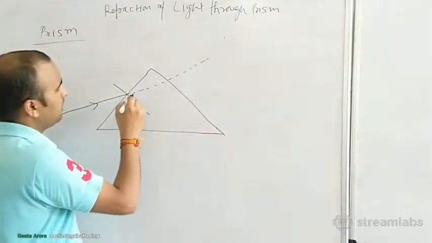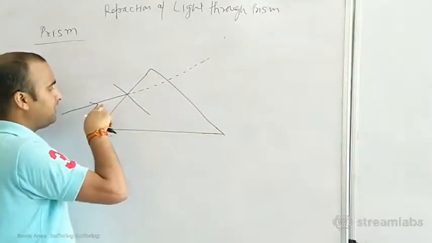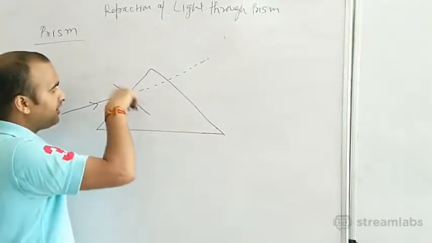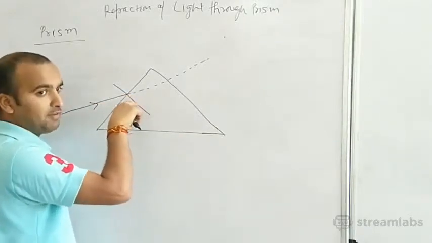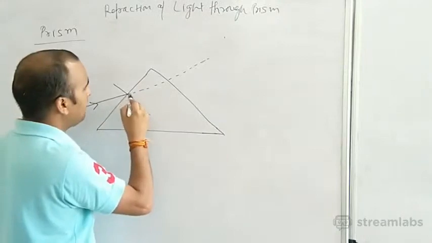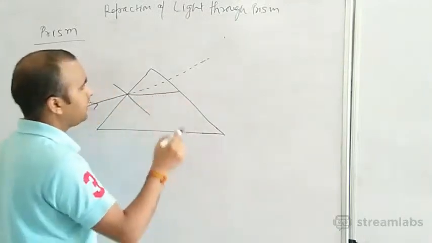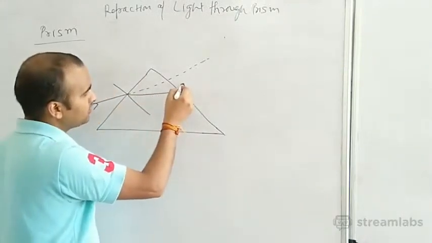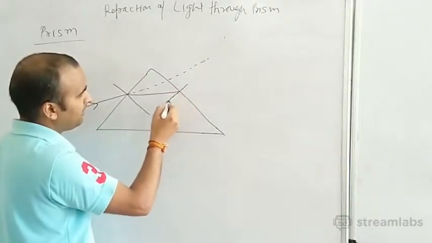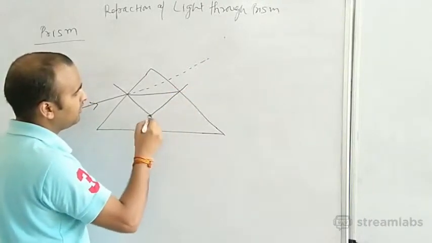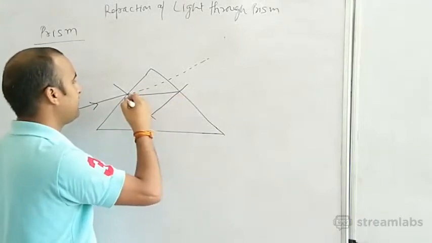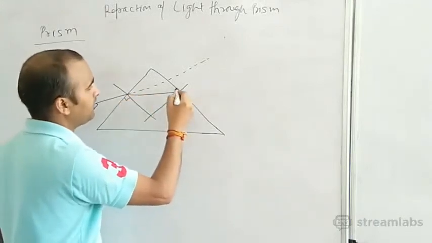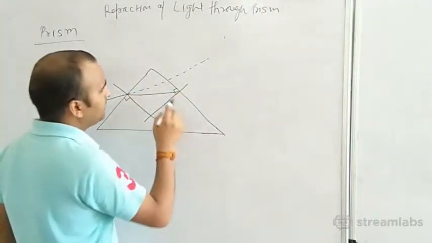Okay, so the light is coming from rarer medium to denser medium. So it bent towards the normal. So like this way it bent. Again, this is the another surface. So again I draw a perpendicular here like this way. Okay, so this is perpendicular, this is also a perpendicular line.